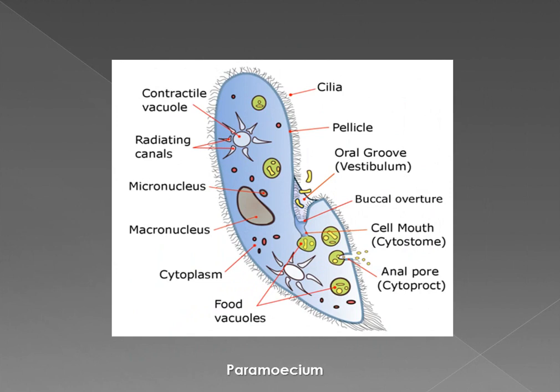This is the diagram of paramecium. A shoe-like structure is called paramecium. You can see all the movable parts of the paramecium. For example, cilia, these are the movable part of paramecium. Pellicle, you can see the outermost boundary is called the pellicle. Oral groove, vestibulum, buccal overture, cell mouth, cytostome, anal pore, that is called the cytoproct, food vacuole, cytoplasm, macronucleus, micronucleus, radiating canals, contractile vacuole. You can see this is the main parts of the paramecium.